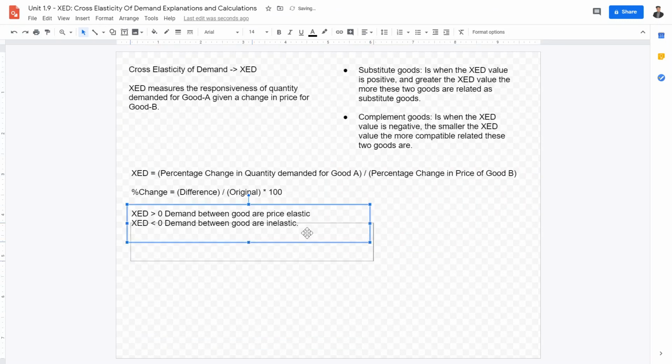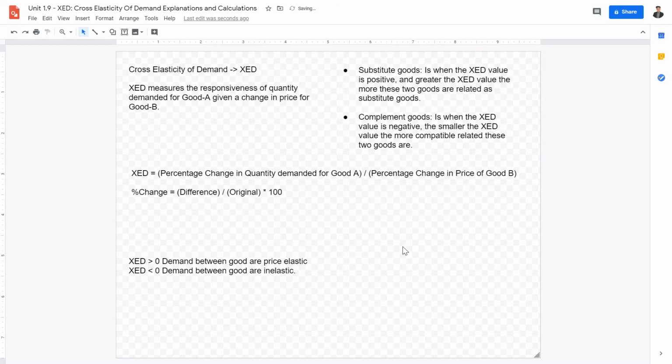Now, we are going to be going into the applications of XED in the next video. However, in this video, you just want to be able to calculate cross-elasticity of demand and be able to identify substitute goods and complementary goods.